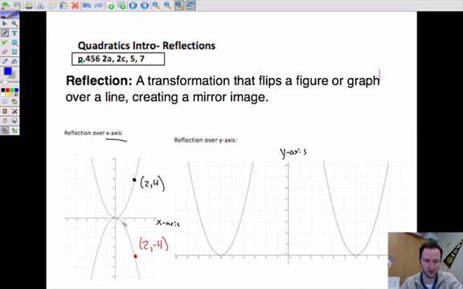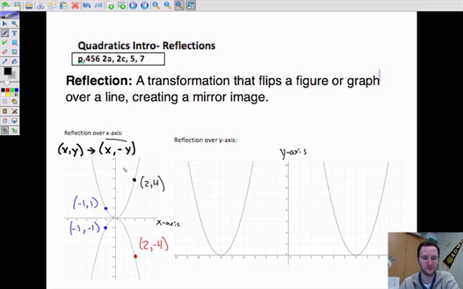We can look at another example, say here at (-1, 1). That reflects right here to (-1, -1). Okay, the x stayed the same, the y became its opposite. And so what that looks like in general is, if I reflect across the x-axis, the point (x, y), here's your rule, becomes (x, -y). So x stays exactly the same. If y was positive, it's now negative. If y was negative, it's now positive.